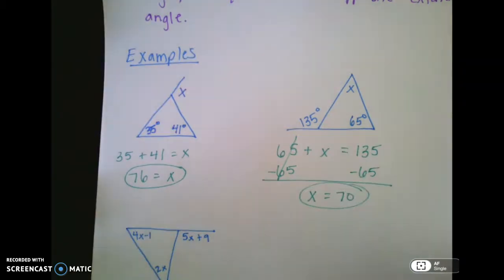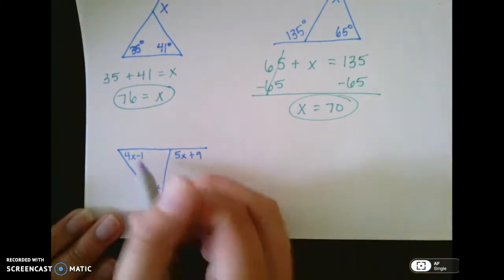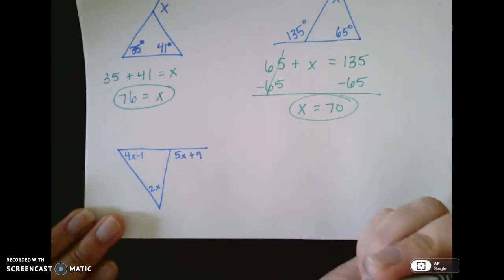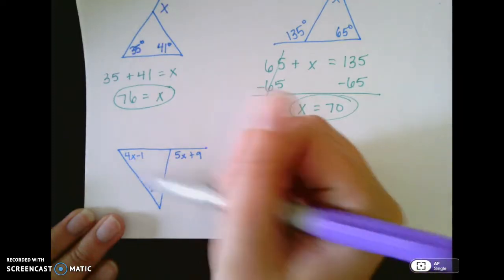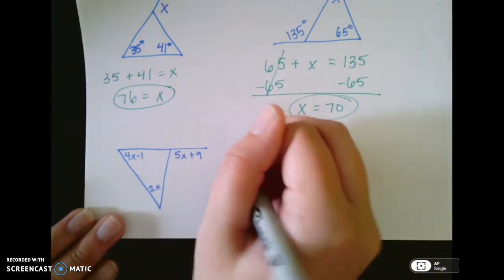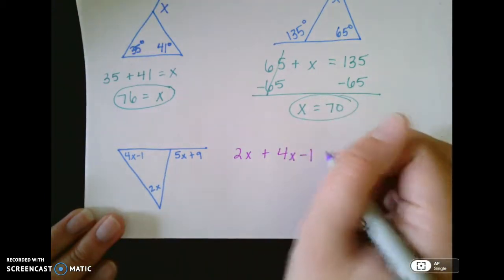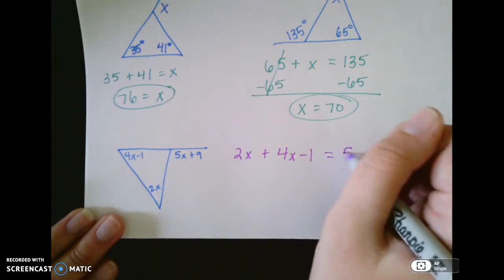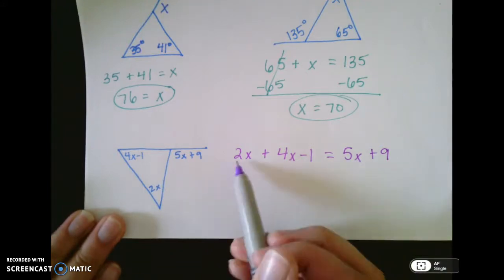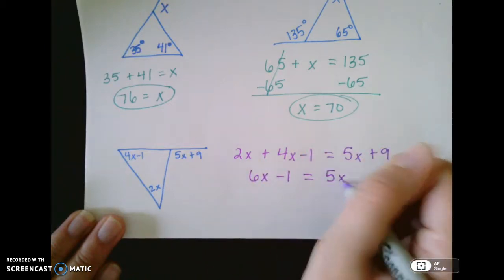Now our last example, this is one where you absolutely have to use the exterior angle theorem because all of the information given has a variable in it. But we do still set it up the same. So the exterior angle theorem says if I add up my two inside angles, it's going to equal my opposite outside angle. So that means I can say that 2x plus my other angle, 4x minus 1, should equal my outside angle, 5x plus 9. So I have some like terms that I can combine. I have a 2x and a 4x. When I add those together, I get 6x minus 1 equals 5x plus 9.